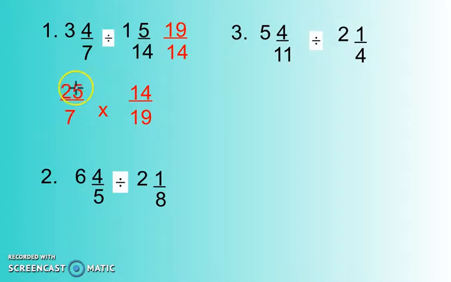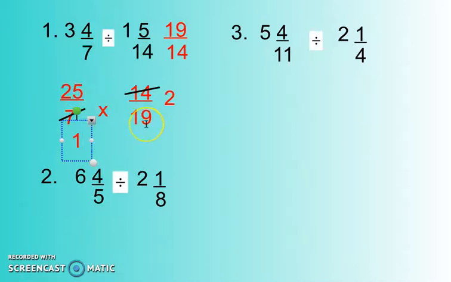Well, I can pair up 14 with 7. How many times does 7 go into 14? Twice. And 7 into itself once.